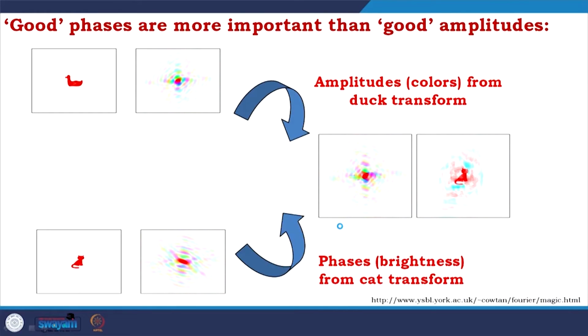So, now if you have pictures which have phase and amplitude, if we take the amplitude of one picture from the Fourier transform, and we get the phases from the other picture's transform, you see that you could see the cat, which means good phases are more important than good amplitudes.